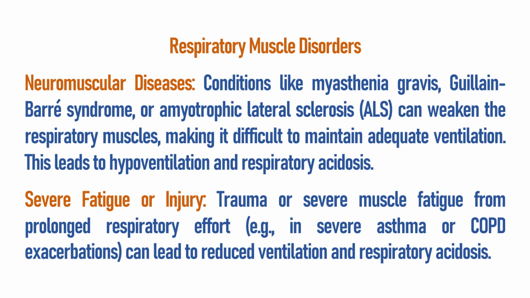Respiratory muscle disorders can also cause respiratory acidosis. Neuromuscular diseases like myasthenia gravis, Guillain-Barré syndrome, or amyotrophic lateral sclerosis can weaken the respiratory muscles, making it difficult to maintain adequate ventilation. This leads to hypoventilation and respiratory acidosis.